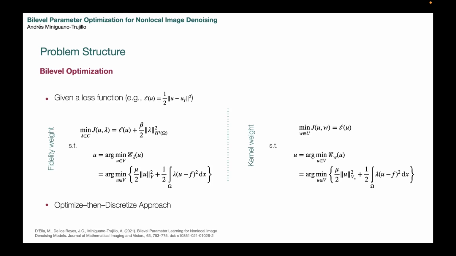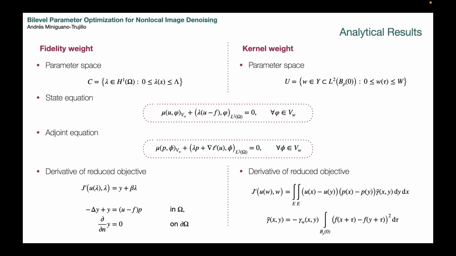Both are posed as bi-level optimization problems, or optimal control problems in functional spaces, where we want to optimize some loss function. Given a clean image, we want to minimize this difference, which will give us the best parameters for fitting the model that we have. We followed an optimize-then-discretize approach, and that gave us some analytical results.